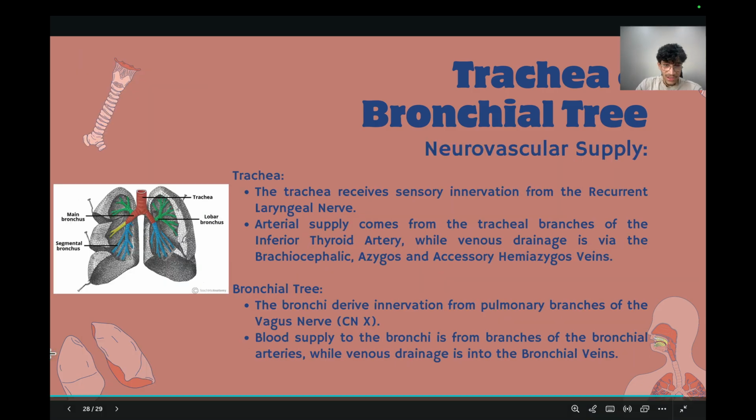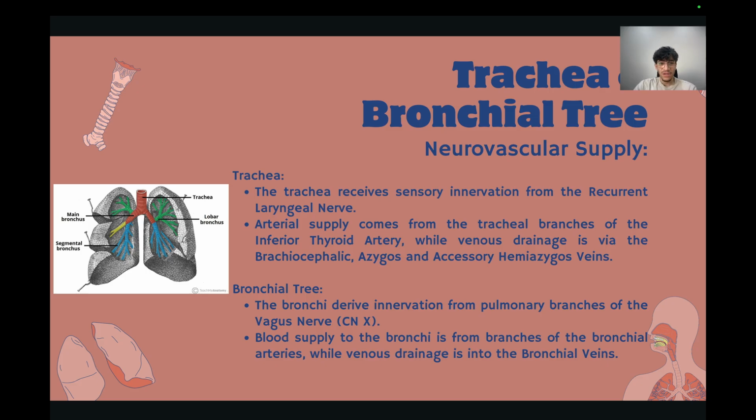Now onto the neurovascular supply. The trachea receives sensory innervation from the recurrent laryngeal nerve. The arterial supply comes from the tracheal branch of the inferior thyroid artery, while venous drainage is via the brachiocephalic, azygos and accessory hemiazygos vein. The bronchial tree, the bronchi derive innervation from pulmonary branches of the vagus nerve, and blood supply to the bronchi is from branches of the bronchial arteries, while venous drainage is into the bronchial veins.